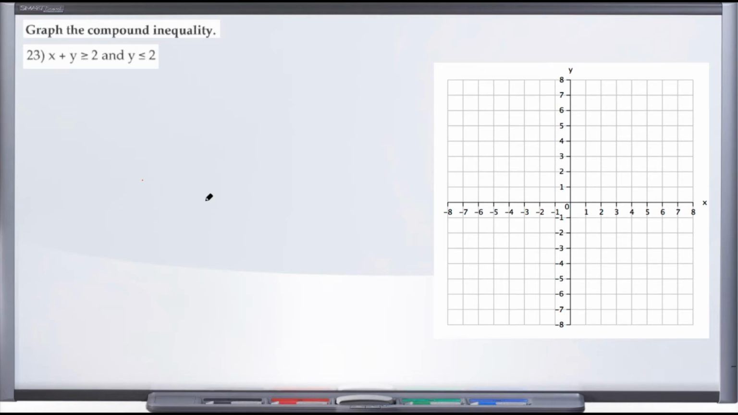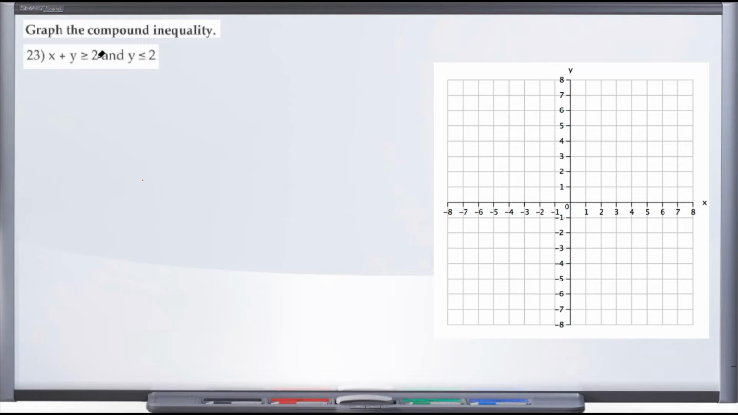All right, so taking a look here at number 23, we have the directions: graph the compound inequality. And again, we're given two inequalities, one being x plus y is greater than or equal to 2, and y is less than or equal to 2. So we know that when we're given two inequalities like this, we're going to graph each of them like we would normally. We're going to shade just like we would normally.